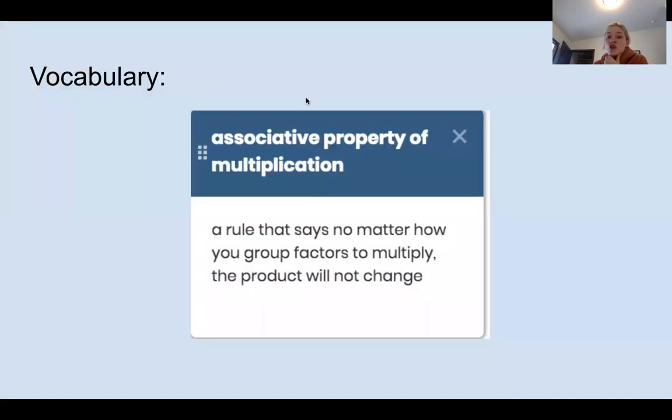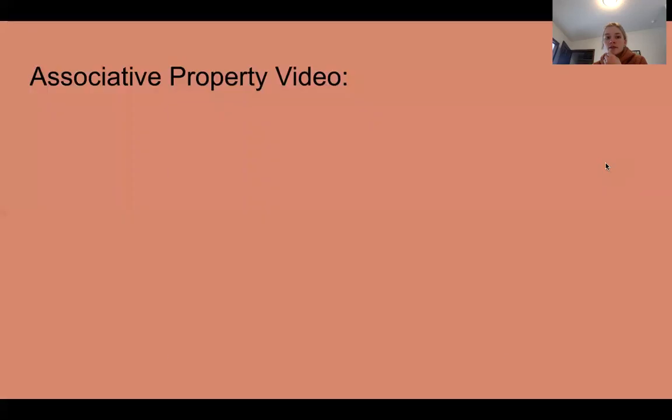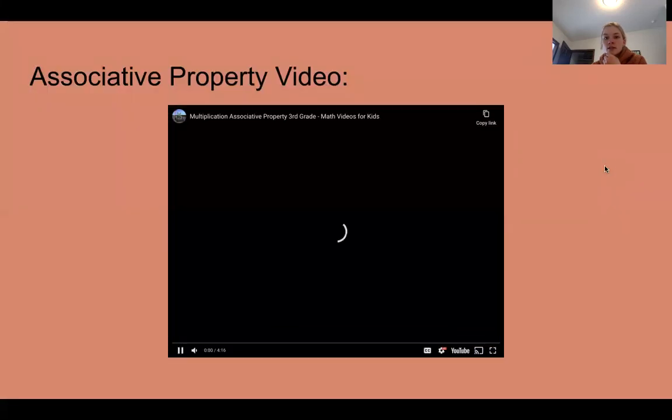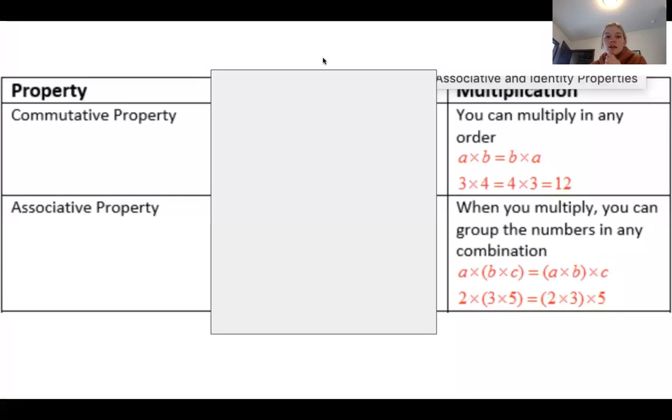This is a rule that says no matter how you group factors to multiply, the product or the answer will not change. So let's go ahead and look at some examples. Okay. All right. So here are some examples right here. A times B times C equals A times B times C.